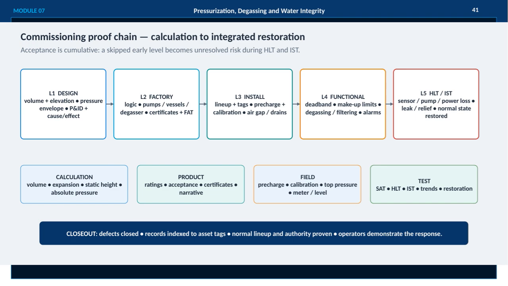states. Supporting these levels are detailed calculations of volume, expansion, static height, and absolute pressure, along with product ratings, acceptance, and certificates. Field activities like pre-charge, calibration, top pressure, and metering tie everything together before thorough testing through SAT, HLT, and IST, followed by closeout procedures that ensure all defects are resolved, documents indexed, lineups normalized, and operators fully trained to respond effectively. This comprehensive process ensures the system's integrity and reliability from start to finish.